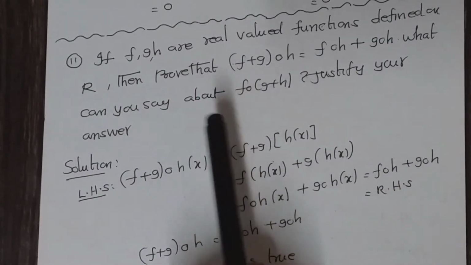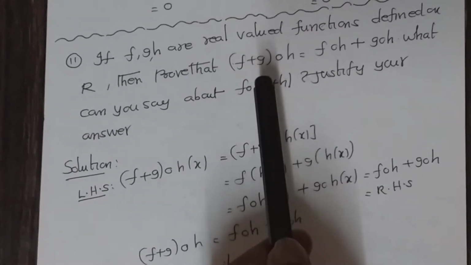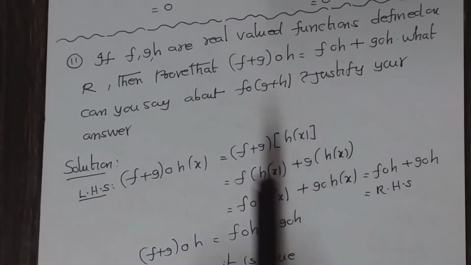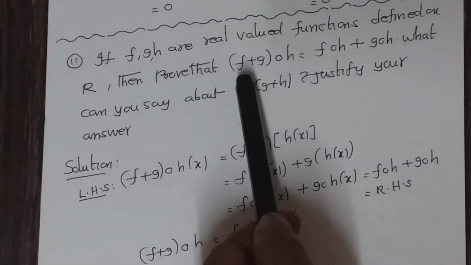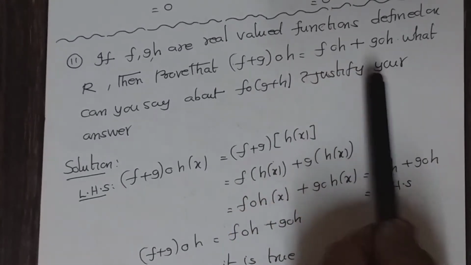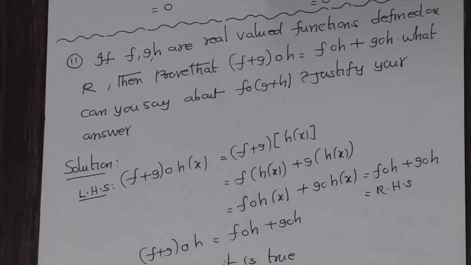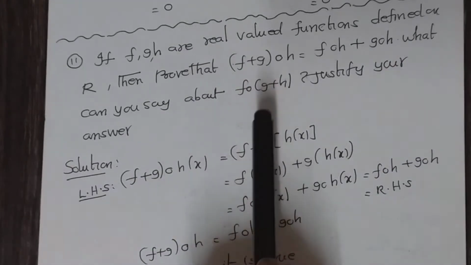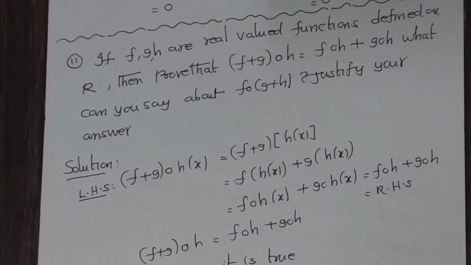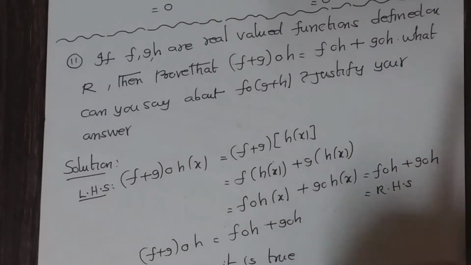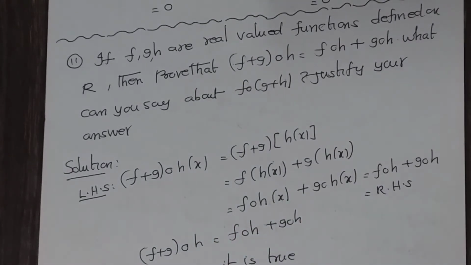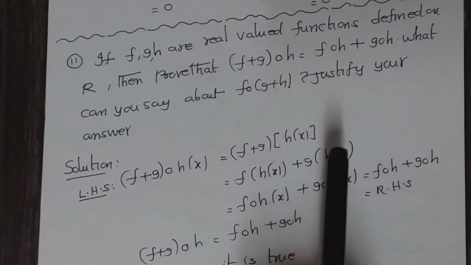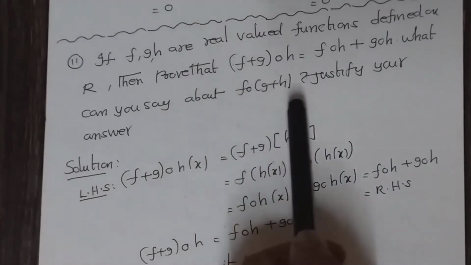Then prove that (f plus g) circle h is equal to f circle h plus g circle h. This is the thing you have to prove first. Second one, what can you say about f circle (g plus h)? Justify your answer. That means you should do some example to justify this answer.